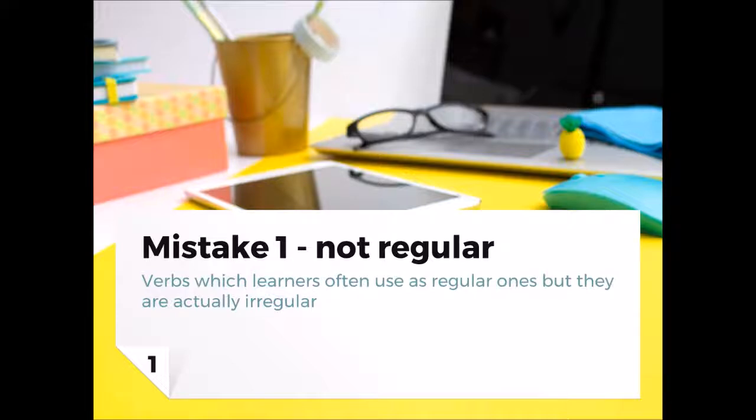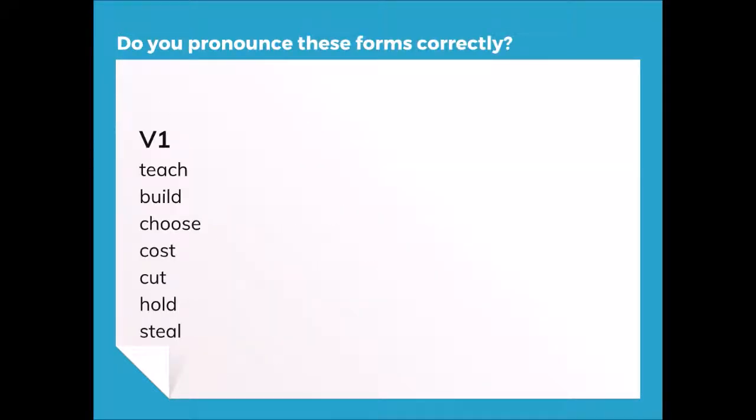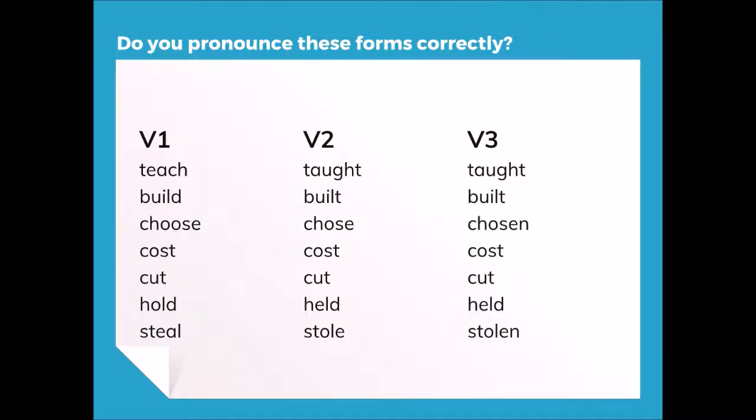these verbs in particular. The first very typical mistake among English learners is when we think that some of the verbs are regular, but they are not. And the list of the most popular unhappy verbs like that: we have teach, build, choose, cost, cut, hold, and steal. These are all examples from my real students, okay? This is how people are trying to say it, and it's not correct because teach, build, choose, cost, cut, hold, and steal are still irregular. It's still not possible to use them as regular verbs.